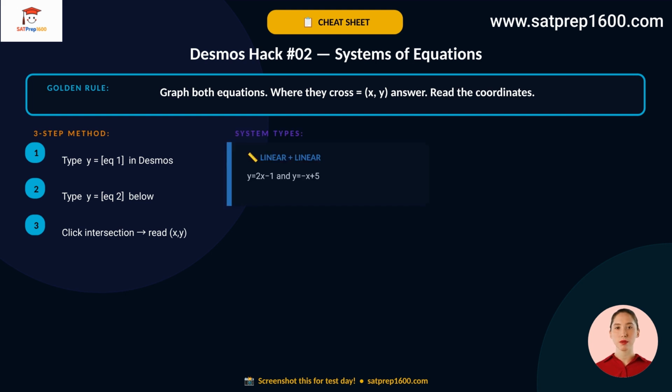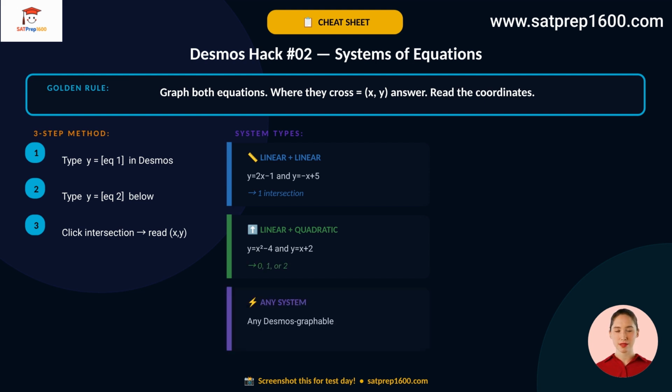It works for linear plus linear, where you get one intersection. Linear plus quadratic, 0, 1, or 2 intersections. And honestly, any system Desmos can graph.